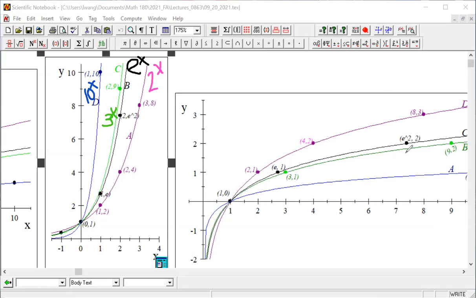Okay, so let's look at the logarithm part, guys. Let's start from the top. What is the base of the logarithm in purple? Wouldn't it be log base 2 of x? Yep. How could you tell?